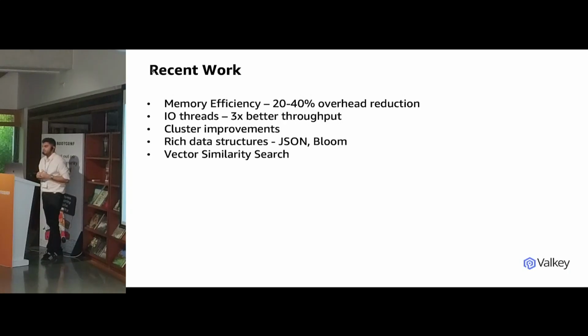Beyond that, we have also been looking at improving the cluster process, where we want it to be more stable and run larger clusters with ease. Throughout the releases, we have improved lots of different aspects of clustering. There are also lots of new data structures which have been introduced in the community, JSON and Bloom being some of the most requested data structures. Vector similarity search is the buzz in town, so that has also been added to the community.